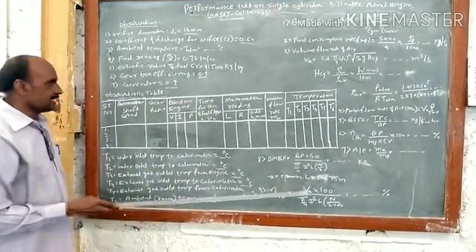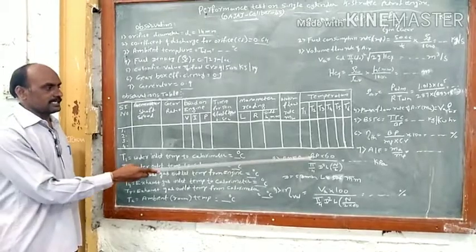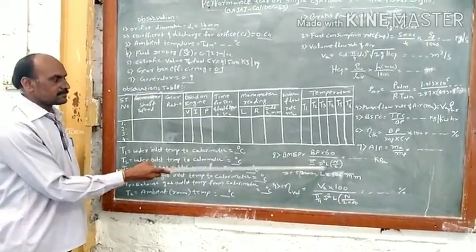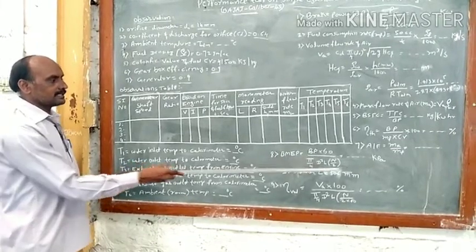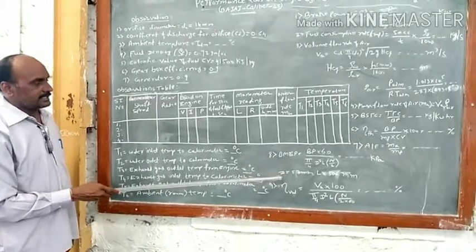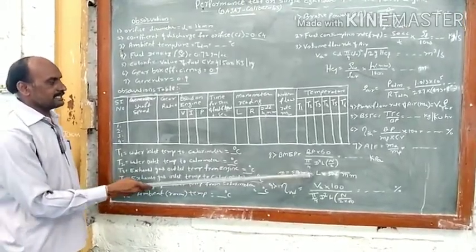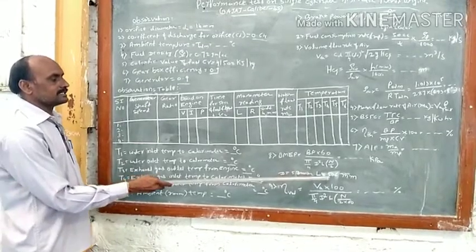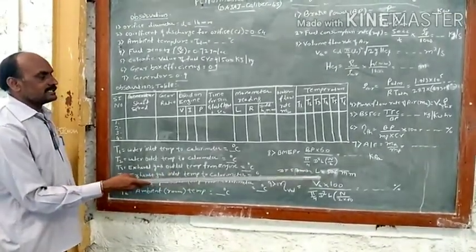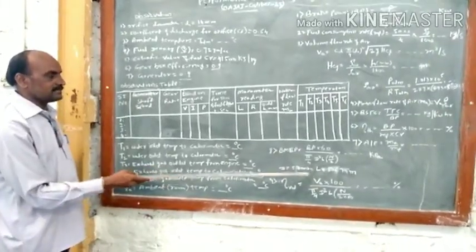We can calculate the brake mean effective pressure by using the values of brake power and the given dimensions of the engine, that is the bore, stroke, etc., in terms of kilopascals. The bore diameter is 53 millimeters, and stroke length is 50.6 millimeters. It can be converted into meters if necessary, but here it is in millimeters.